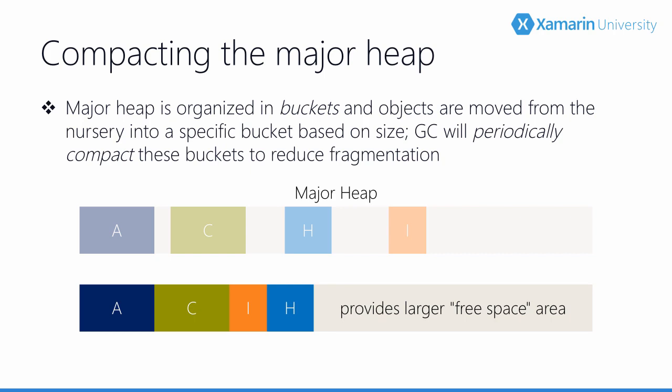And so this happens periodically. It does not happen on every collect. It's based upon a determination that's done by the GC algorithms themselves. And so periodically it will do this compaction when it detects that the fragmentation rate is too high.